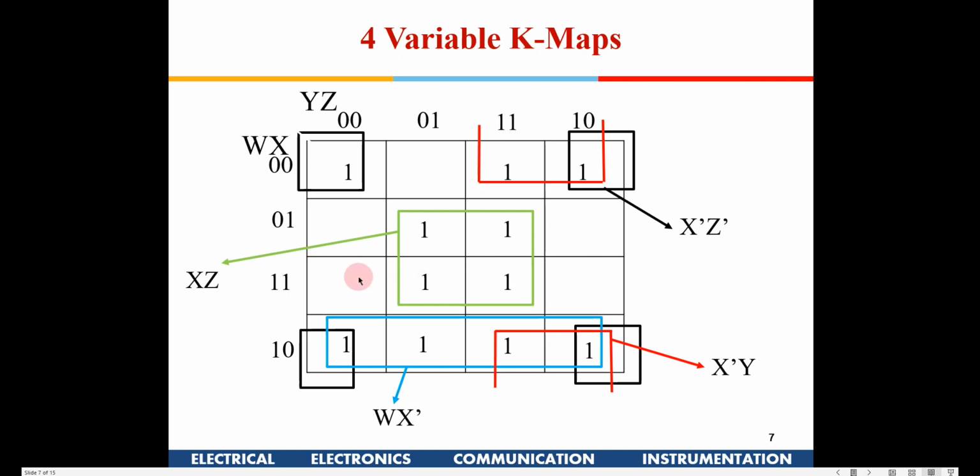Now one more possible combination is all the 4 ones in the top row and all the 4 ones in the bottom row. In that case y and z are changing. We are talking about all 4 ones in the top row and all 4 ones in the bottom row. If you see here, x is 0 for the top row and the bottom row, so that will become x bar. So that is the way we make groups here.